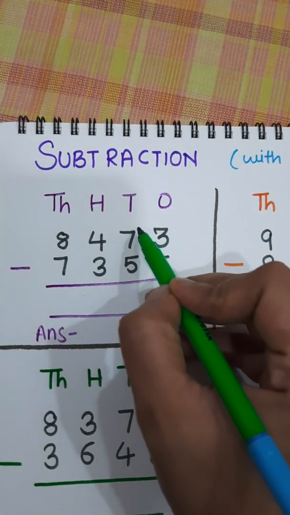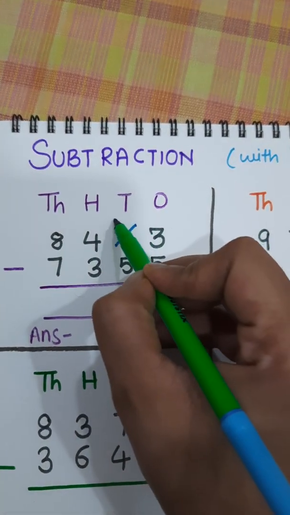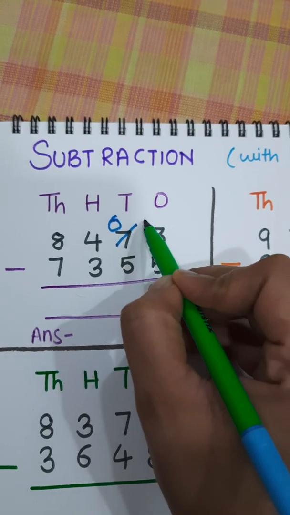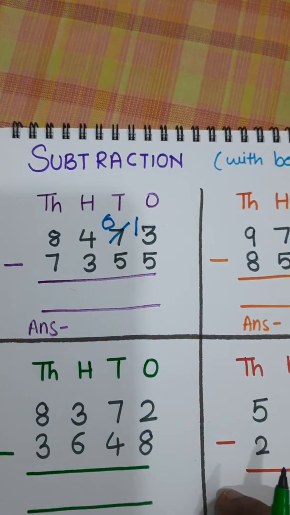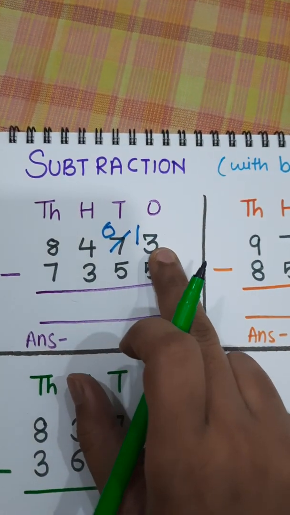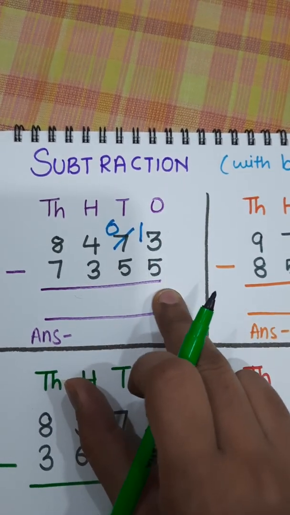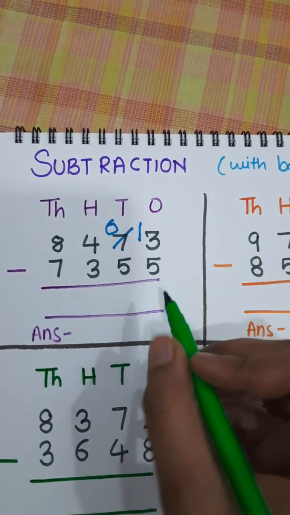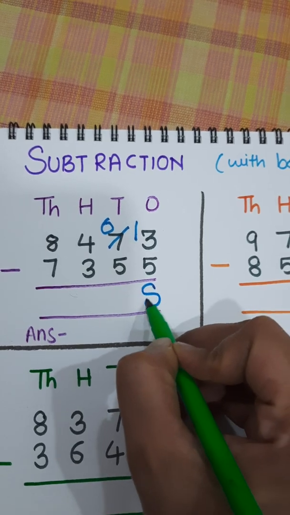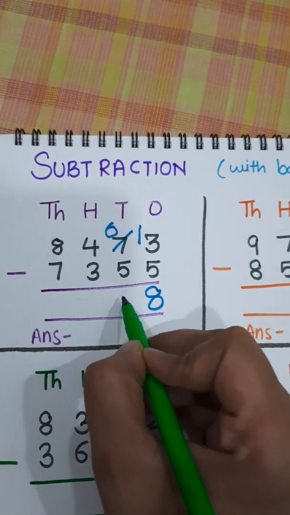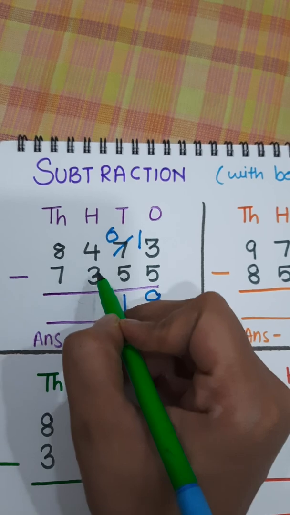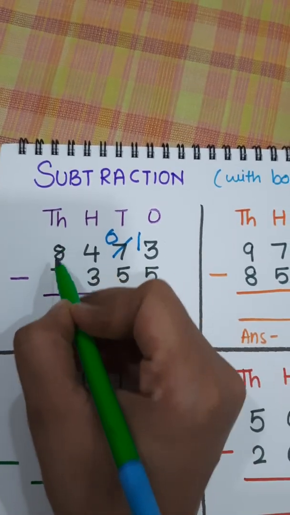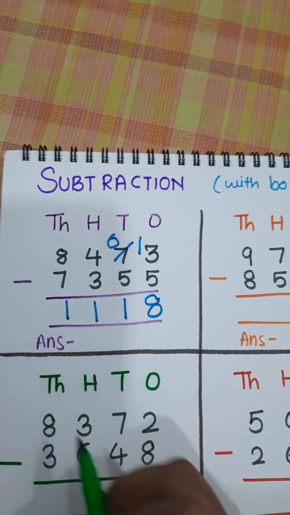So I will take 10 from here and pass it on to ones. Now it has become 13. It's easy to subtract. So 13 minus 5, 8. 6 minus 5, 1. 4 minus 3, 1. And 8 minus 7. Oh, that was an easy one for all of you.